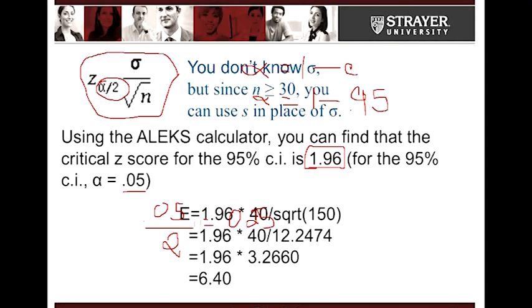So anyways, the margin of error is that Z, 1.96, times 40 over the square root of n, which was 150. So that's 1.96 times 40 over the square root of 150, which is 12.2474. So 40 over that is 3.2660. So 1.96 times that rounds to 6.40. So that is E, which is your margin of error.